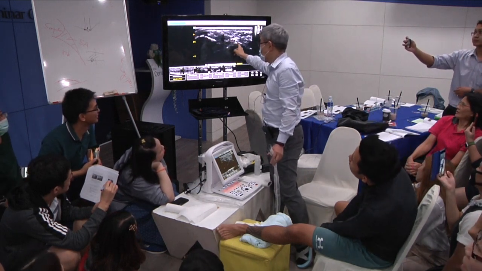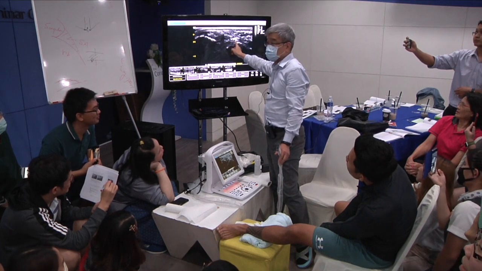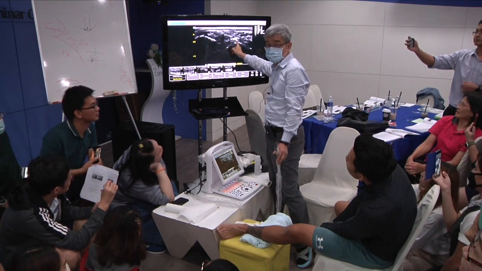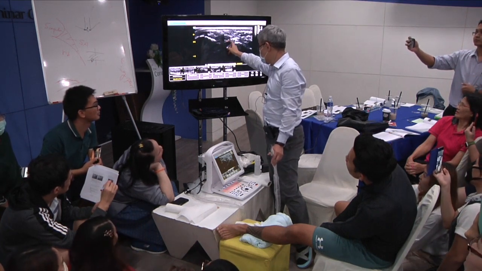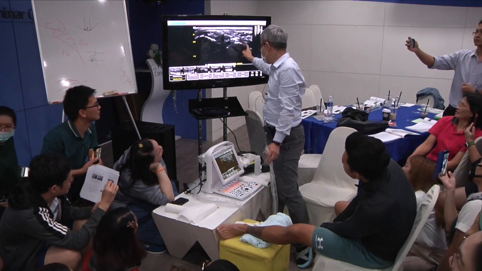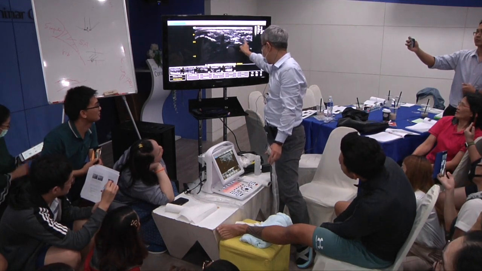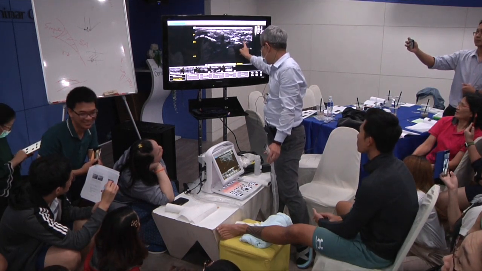This is very bright. This is not tendon. Okay, because the artery is here. Flexor hallucis longus. Flexor hallucis longus.